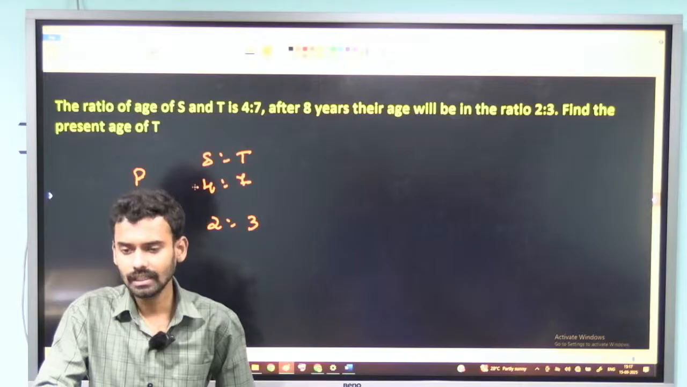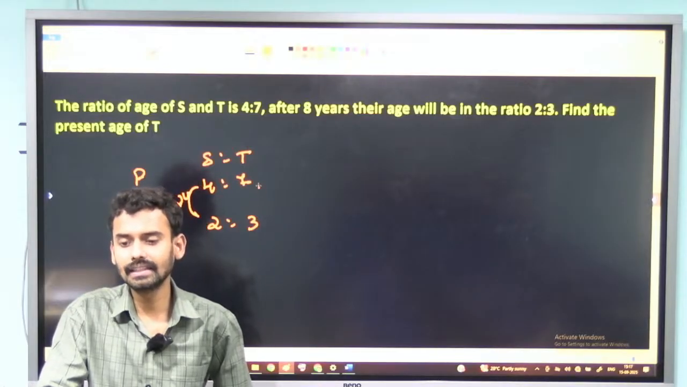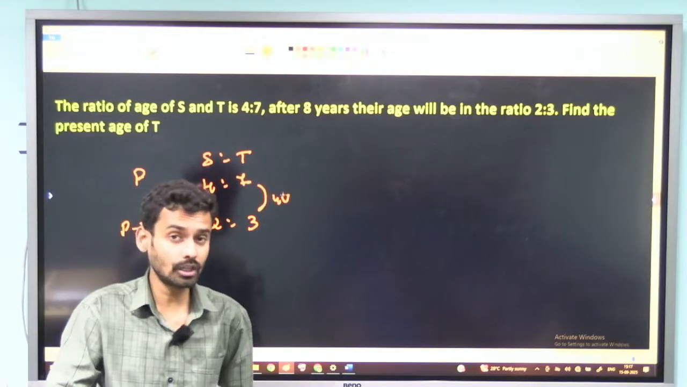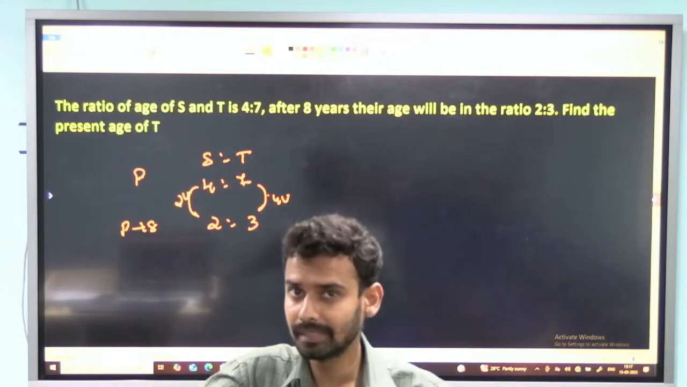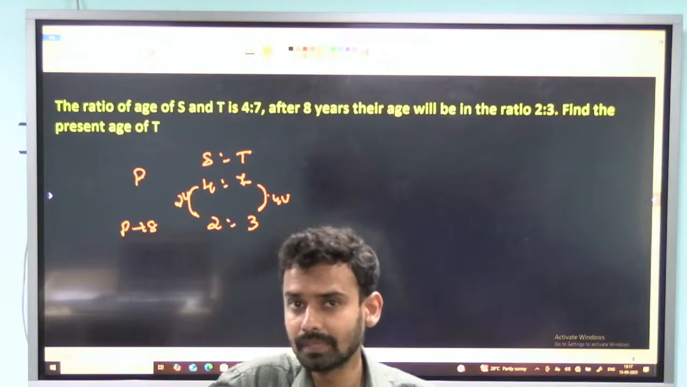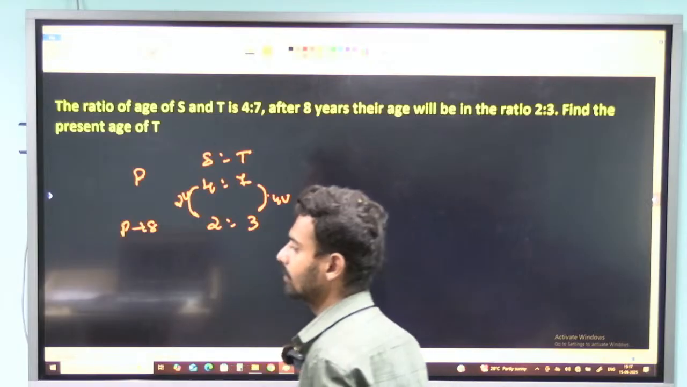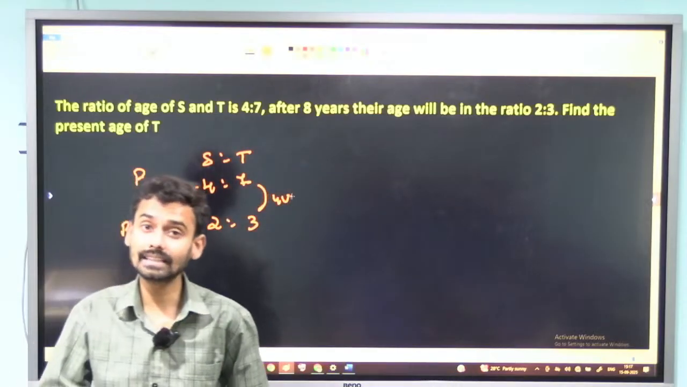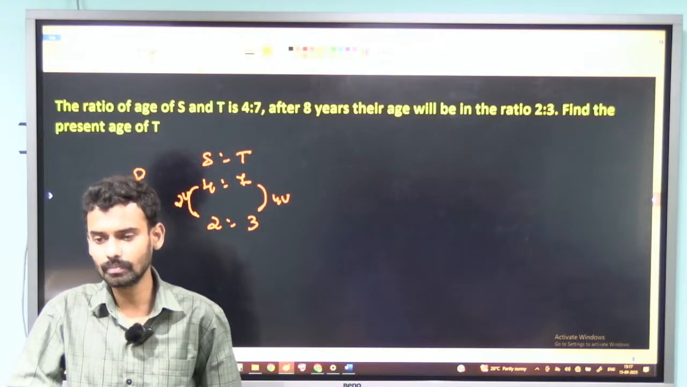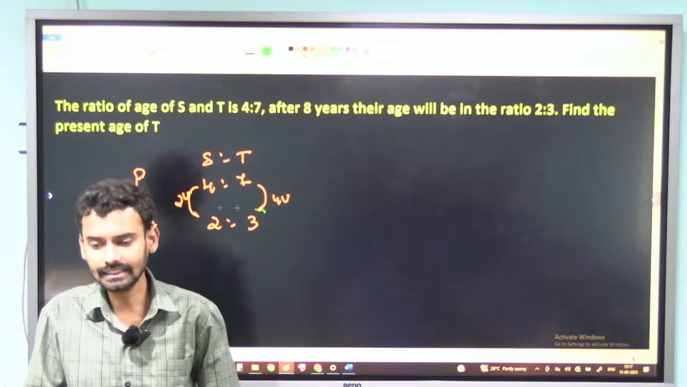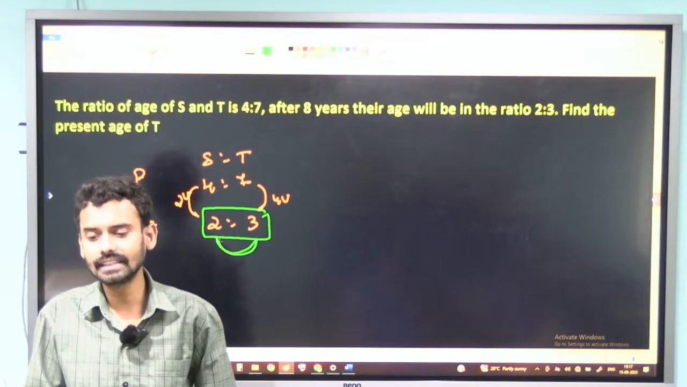If we observe, here the gap is 2 units, but here the gap is 4 units. The gap is not the same. But from the concept we know that the gap should always be the same, but here we are not getting the same gap. So what we are supposed to do, before applying the short trick, we should make that gap the same, only then we need to apply the short trick. So this is how you will be making the gap the same. In this ratio, the gap between 2 and 3 is 1 unit.